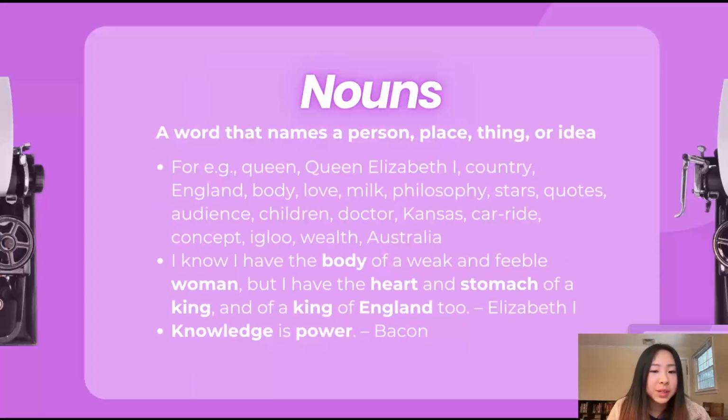So our first part of speech that we're going to dive into is a noun. A noun basically names a person, place, thing, or idea. Some examples of nouns include queen, England, body, love, philosophy, stars, children, car ride, concept, wealth, and Australia. As Queen Elizabeth I famously said, "I know I have the body of a weak and feeble woman, but I have the heart and stomach of a king." And in this sentence, body is a noun, so are woman, heart, stomach, king, and England.